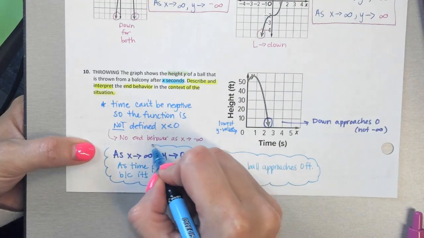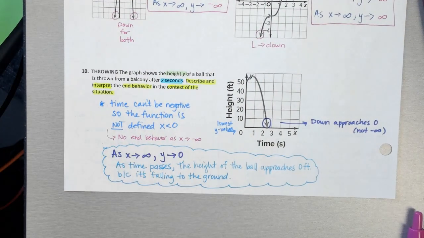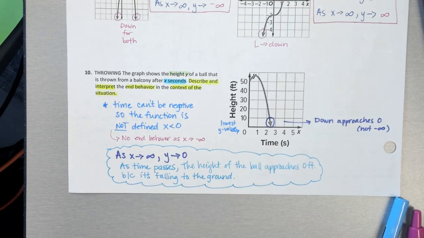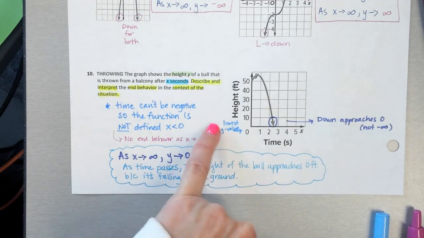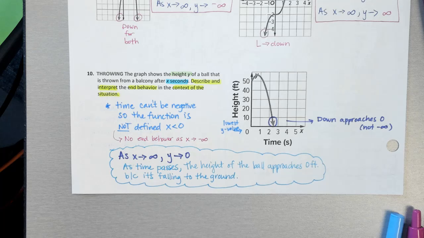Everything I'm putting in this cloud is part of your answer. Everything else we wrote down is getting you to this answer. So we don't have end behavior here, and what we do have happening is that as the time passes, the height of the ball approaches 0 feet because it is falling to the ground.